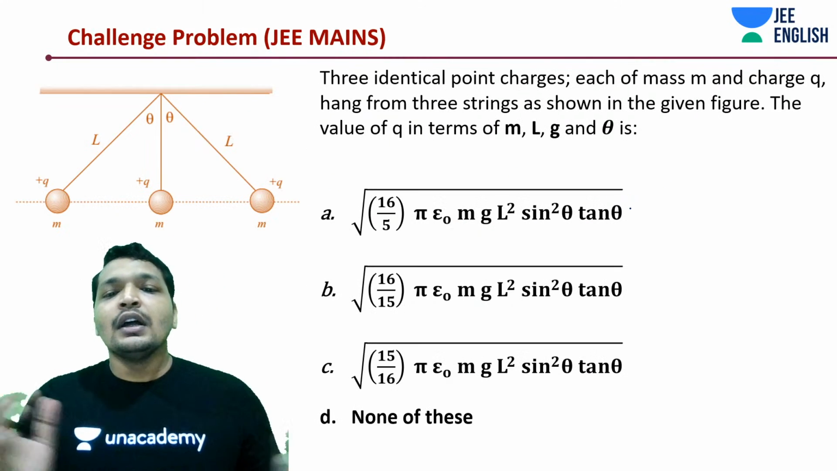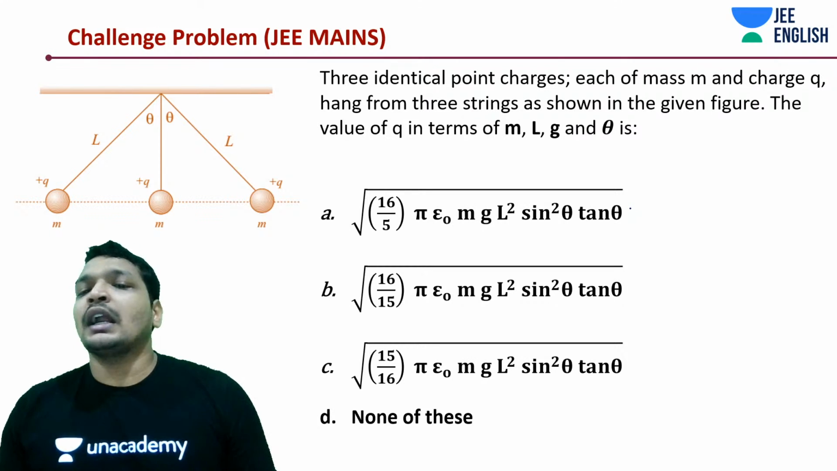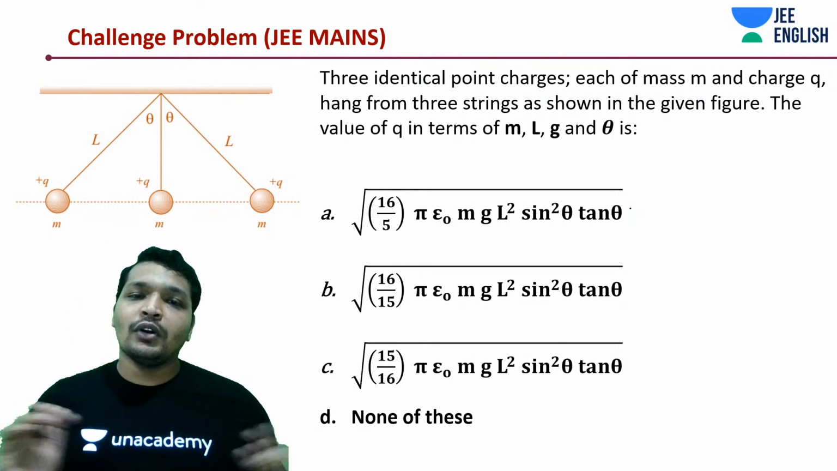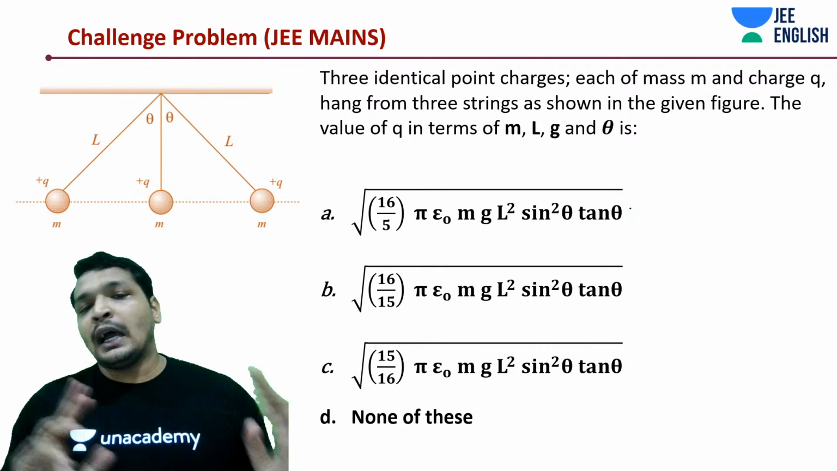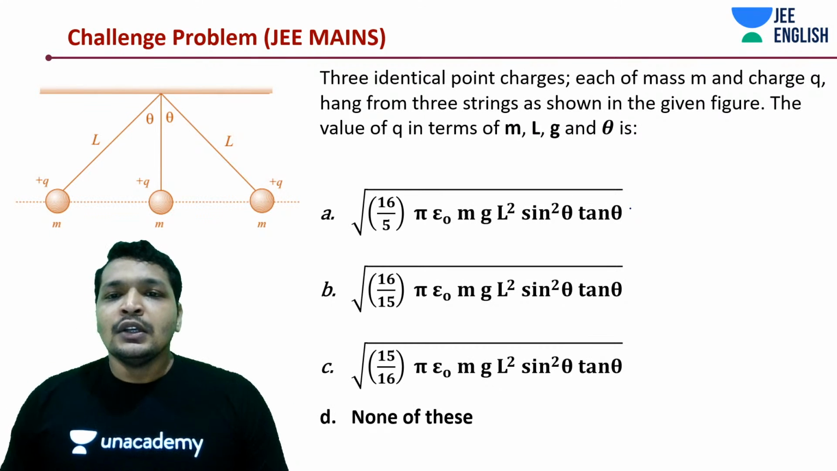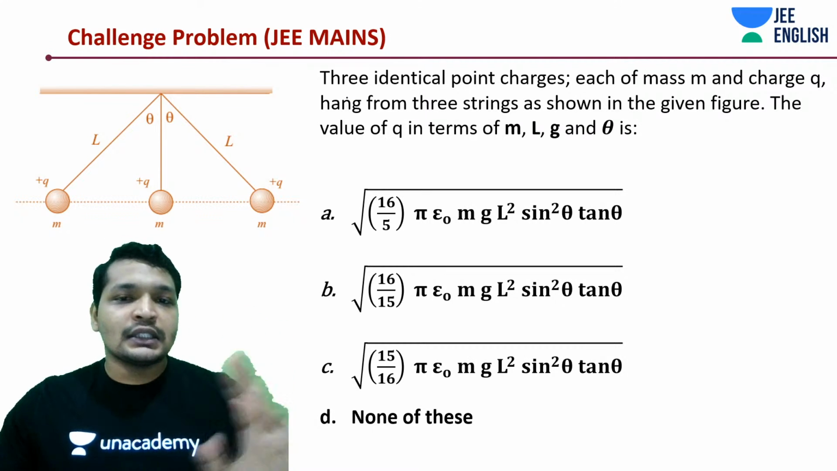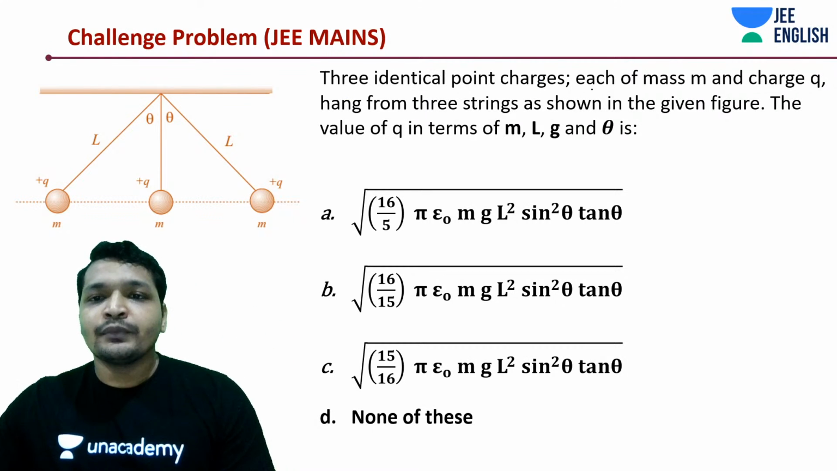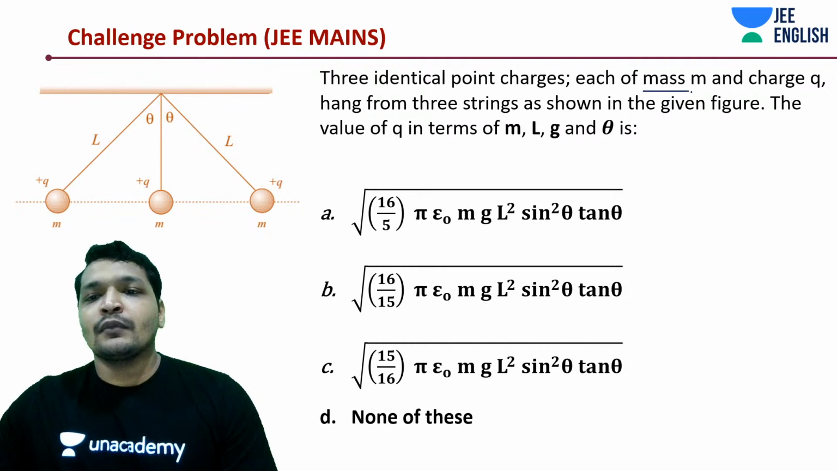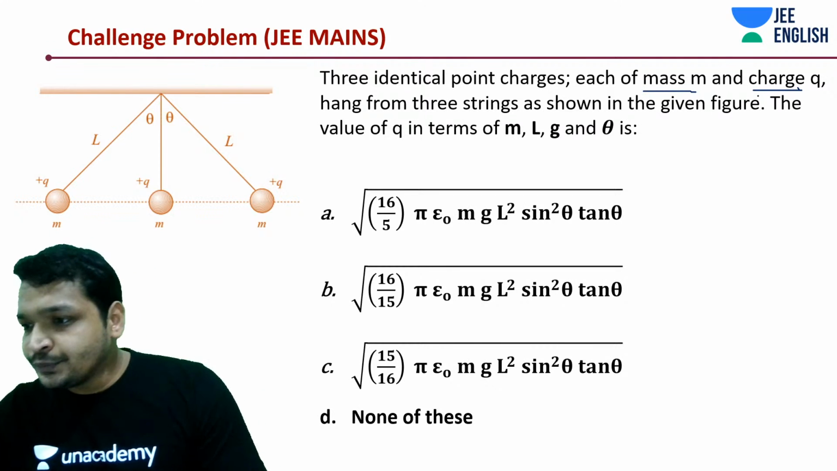So be confident. Now let's get into something really interesting, another Coulomb's law based problem in your JEE Mains. And I'll give you a hint around this kind of problem. So what is happening over here is, okay, let's first of all read the question. There are 3 identical point charges, each of mass m and charge q.